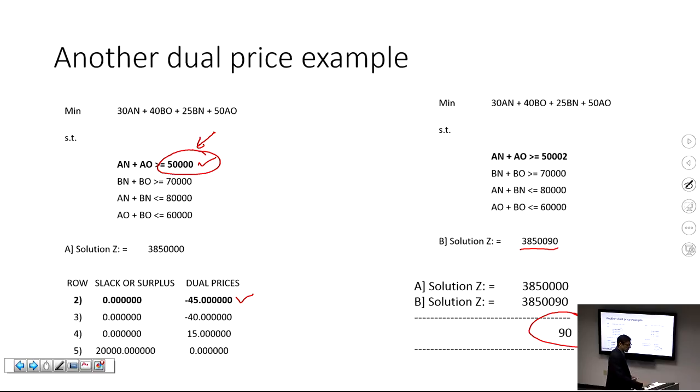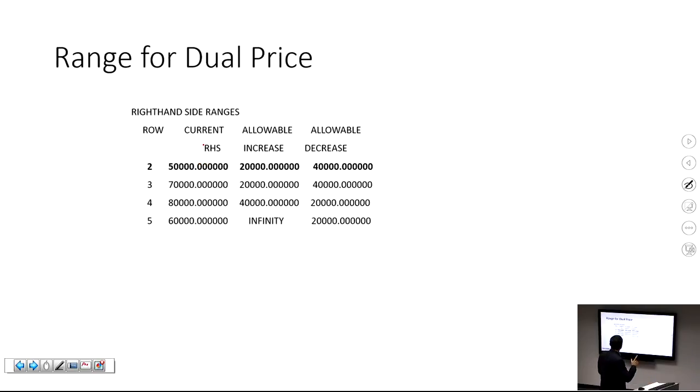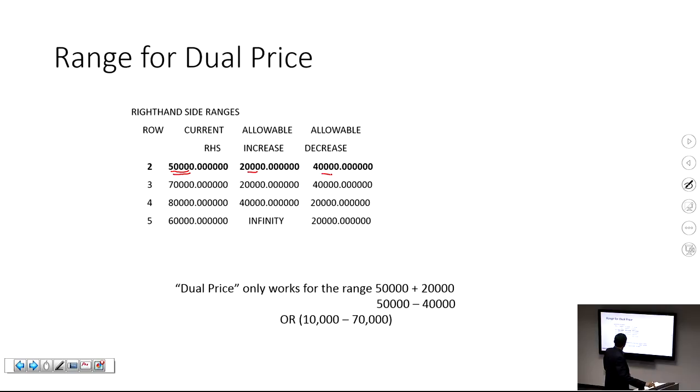Okay, so now let's talk about the range for dual prices. This is the output you get in Lindo. That's your constraint: you have to make at least 50,000 of product A's. Allowable increase is 20,000, allowable decrease is 40,000. So now you can find the range value. Here is the dual price. What this says is the dual price works only in that range: 50,000 plus the allowable increase of 20,000, and 50,000 minus the allowable decrease of 40,000.